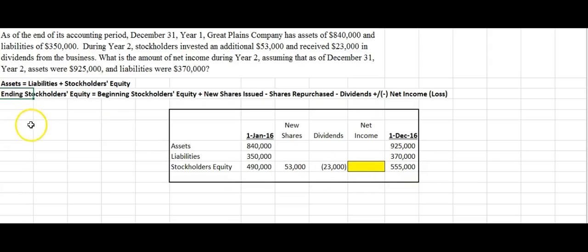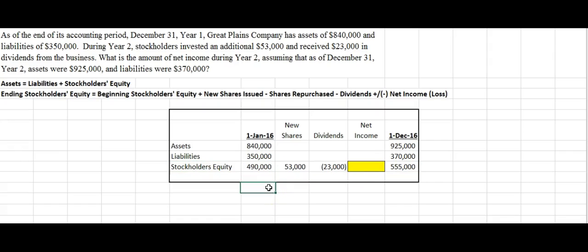If we look at the formula here, we see that ending stockholders' equity, which is the 555,000, equals beginning stockholders' equity plus new shares minus shares repurchased. There was no share repurchase here, so we don't have to worry about that. Minus dividends, which was 23,000, plus or minus net income or loss. That's what we're trying to find out. So we use this information down here, that's what's applicable, and we can use algebra for that.